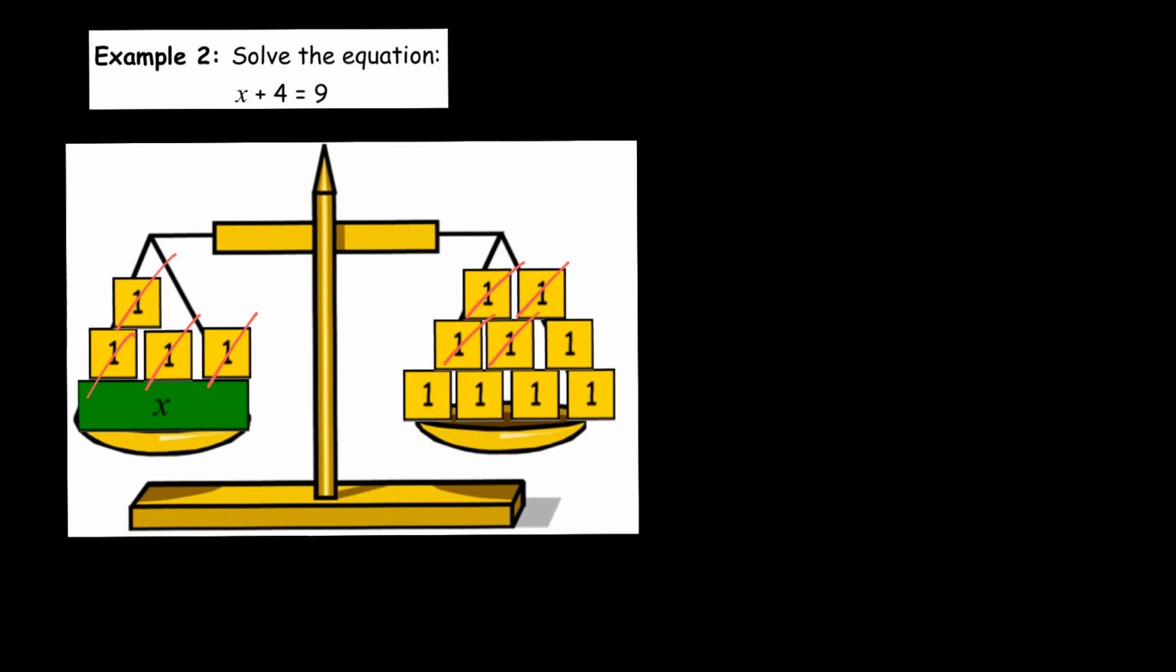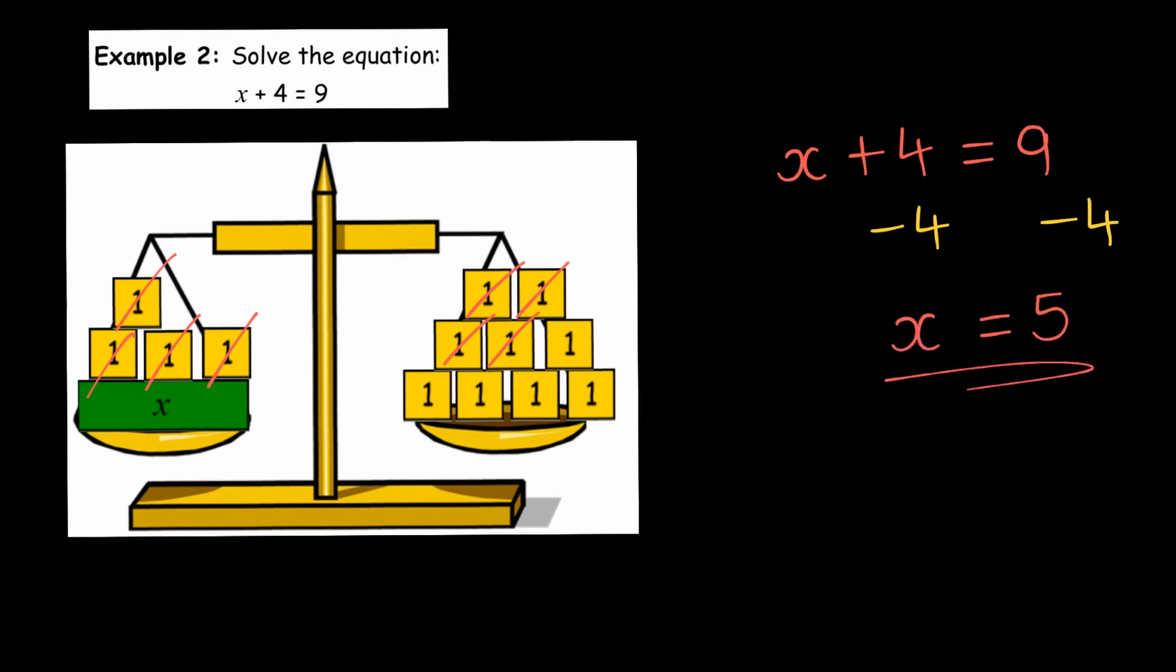And now writing that out mathematically and algebraically, we started with x plus 4 equals 9. We took 4 away from the left-hand side, which meant we also had to take 4 away from the right-hand side, which left us with x on the left and 5 on the right.